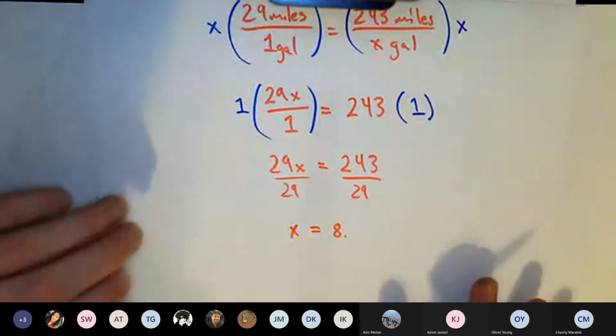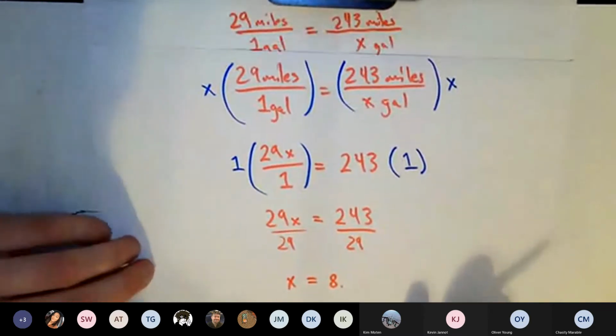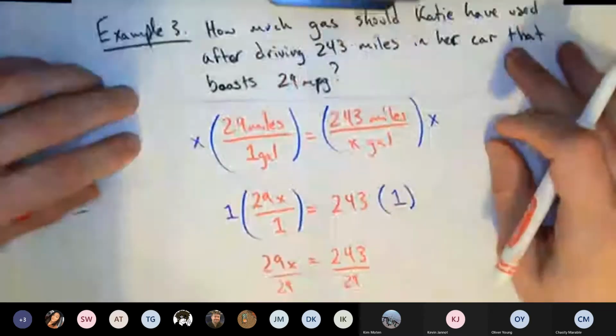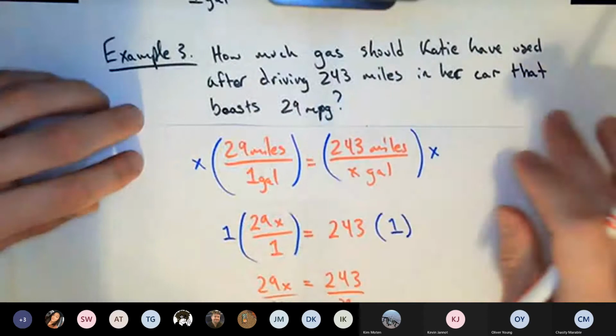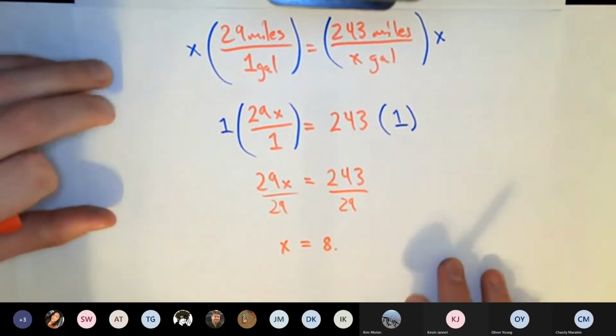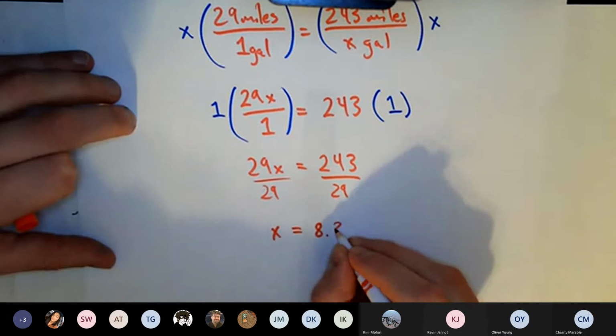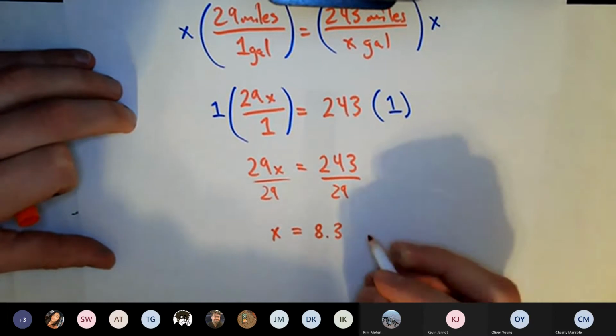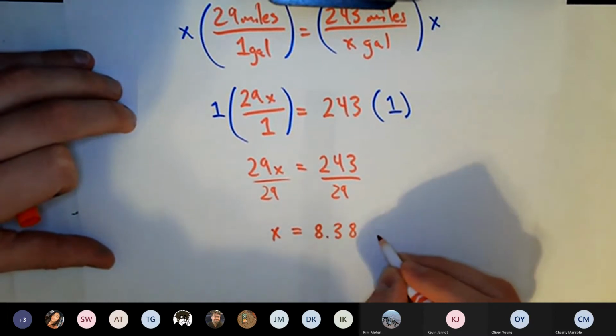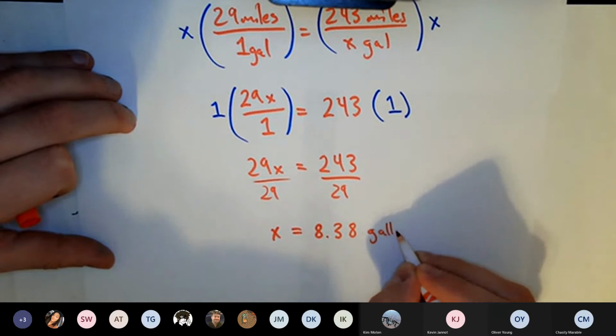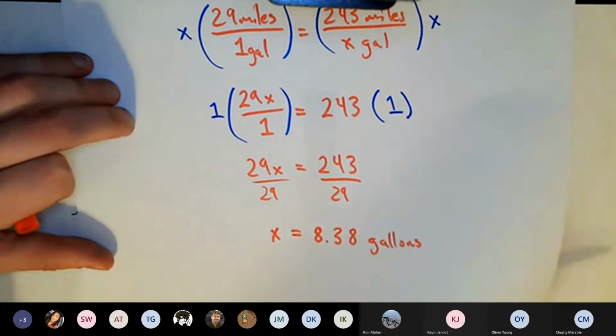Now, what were we solving for? We were solving for how much gas. It didn't tell us what to round to. So I'm just going to round to the 100th place, which would be 8.379. So I'm going to round to 8.38. And by the way, this is in gallons. We should note the unit at the end. X was in gallons.